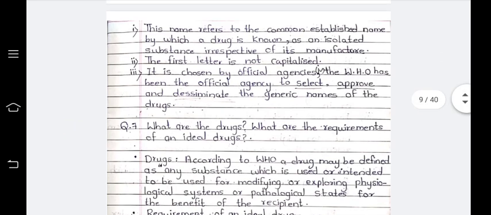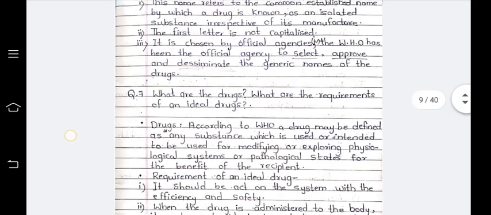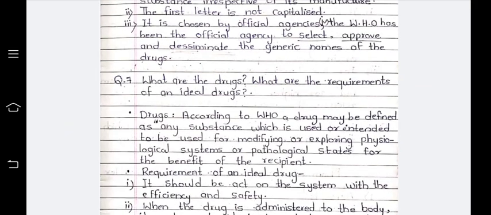This name refers to the common established name by which a drug is known as the isolated substance, irrespective of its manufacturer. The first letter is not capitalized. It is chosen by official agencies. WHO has been the official agency to select, approve and disseminate the generic names of the drugs.